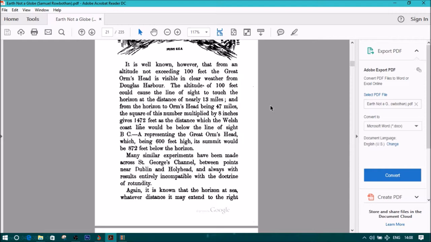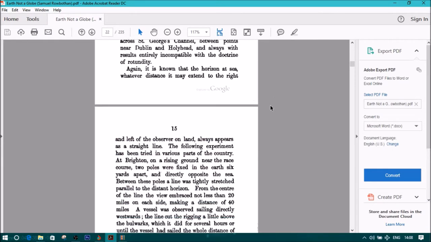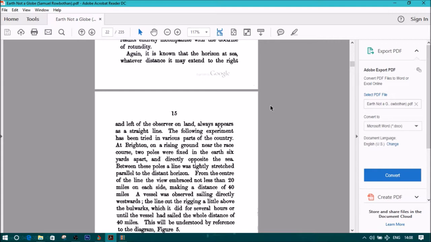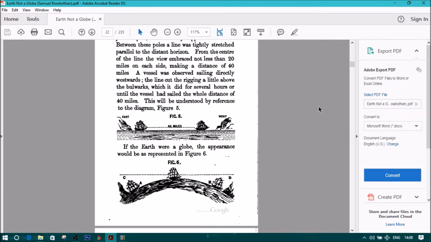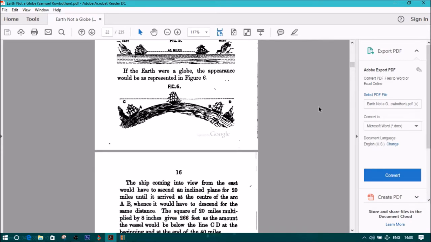Again, it is known that the horizon at sea, whatever distance it may extend to the right and left of the observer on land, always appears as a straight line. The following experiment has been tried in various parts of the country, at Brighton on a rising ground near the race course. Two poles were fixed in the earth 6 yards apart and directly opposite the sea. Between these poles, a line was tightly stretched parallel to the distant horizon. From the center of the line, the view embraced not less than 20 miles on each side, making a distance of 40 miles. A vessel was observed sailing directly westwards.